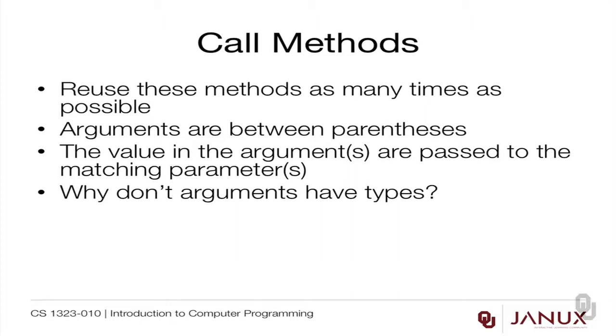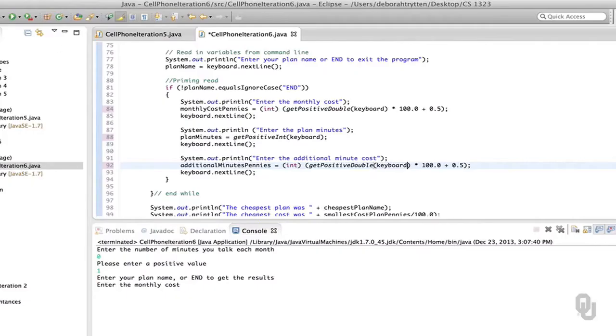Now, one thing we might want to consider is why don't arguments have types? So let's go back to our code. For example, why didn't I have to put, this is on line 88, Scanner keyboard? We're in the main program now, and Java knows that the keyboard is a Scanner.